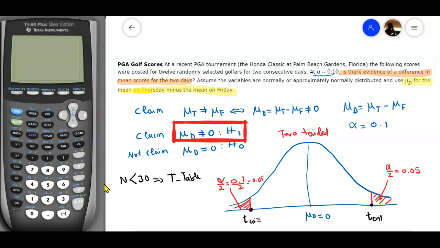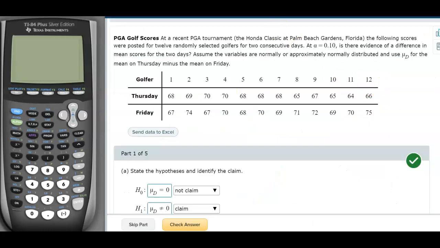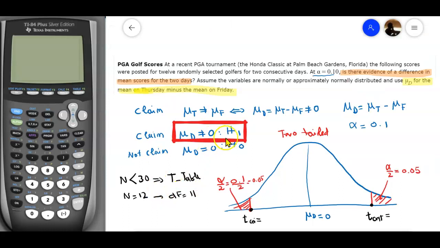So how can we do this? We have n equals 12. It means the degree of freedom is 11. So double check it. Yes, 12. So the degree of freedom is 11. The area on the left side of this one, we know it is 0.05. That's what we need to plug into the calculator.